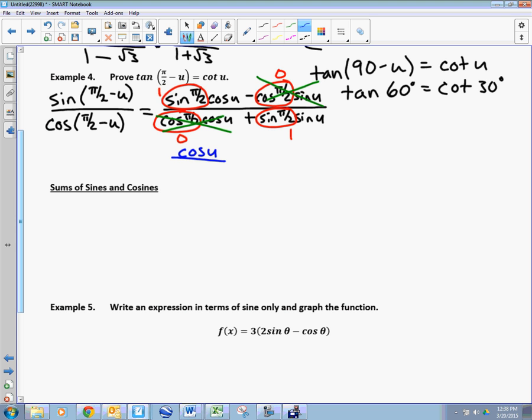Since sine of pi over 2 is 1, I get 1 times the cosine of u, which is the cosine of u. And in the denominator here, I get 1 times the sine of u, which is just sine of u. What's the cosine of u divided by sine of u? Cotangent of u. Yeah, that's your proof.